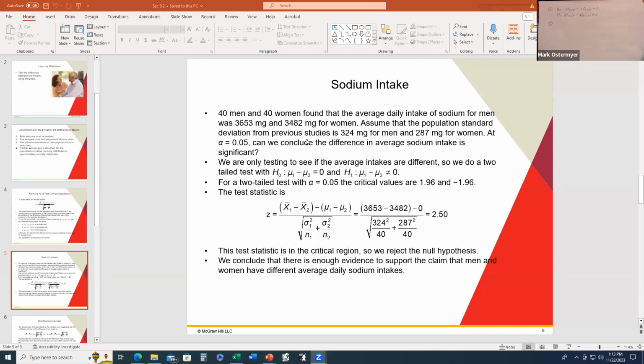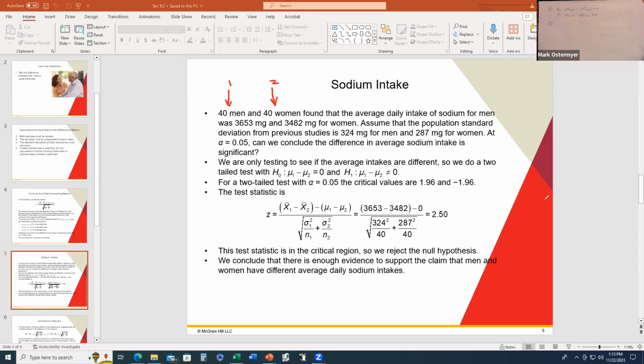Well, this would be a two-tailed test. The hypotheses would be these. The null says that essentially there is no difference between the mean sodium intake between men versus women. Which was which here? Okay, it looks like they designated population 1 to be from men and population 2 to be from women. It looks like that's the designation they chose here.